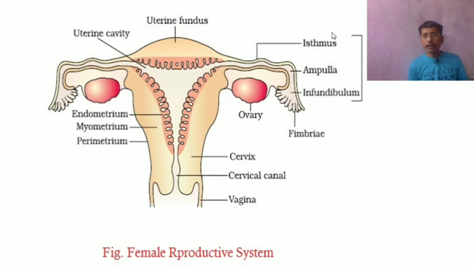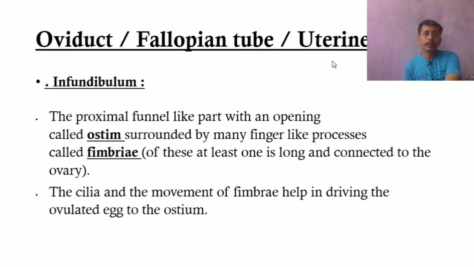Now all three parts together are known as the fallopian tube, or it is also known as the oviduct or uterine duct. This has three layers. Then in this oviduct, we just saw the infundibulum, proximal, a funnel-like structure, and its opening is known as the ostium, and the finger-like projections are known as fimbriae.